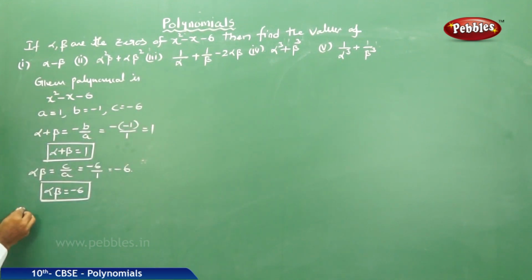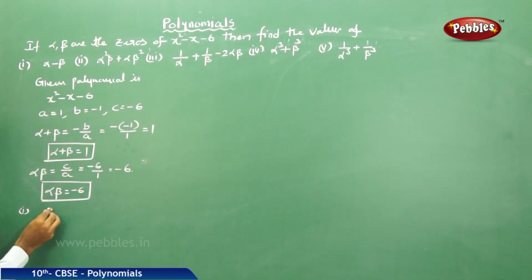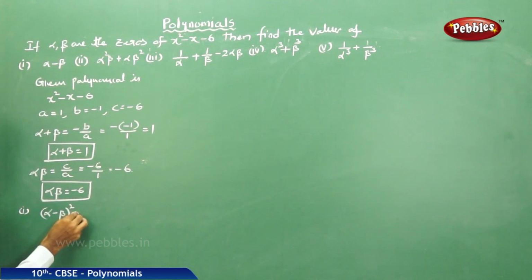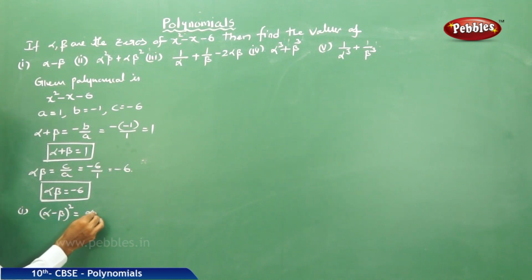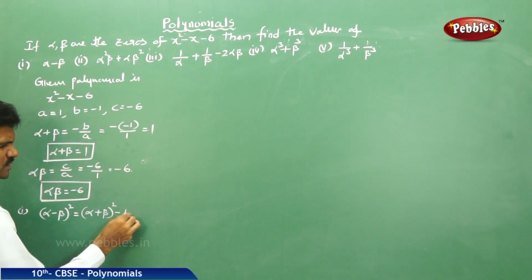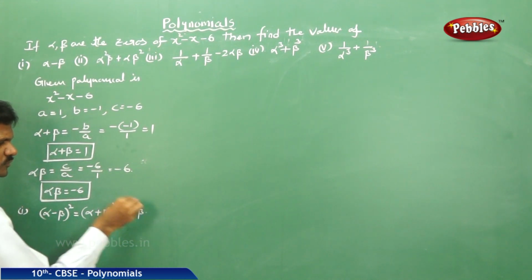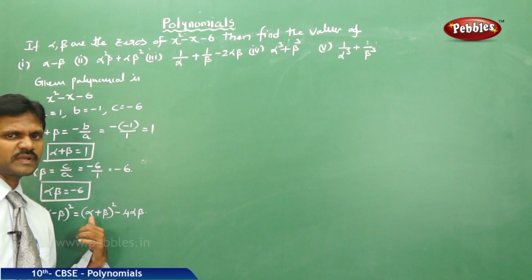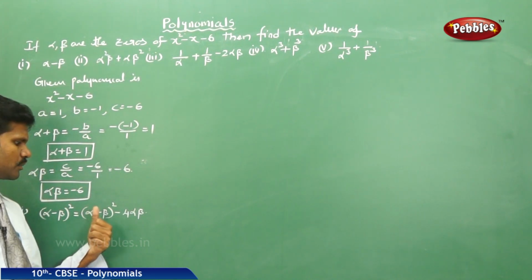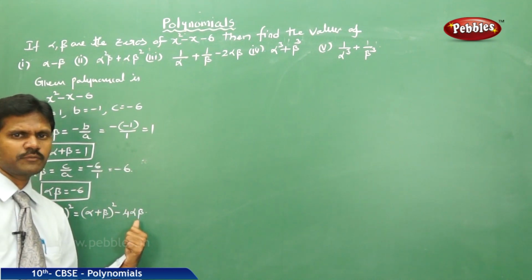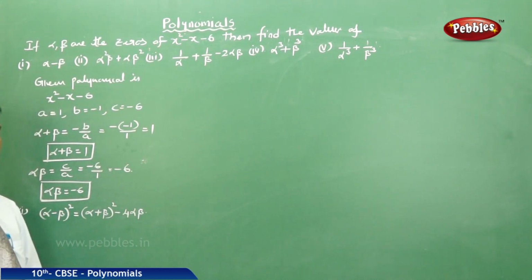Now let's see our first topic. Find the value of alpha minus beta. First I will write this as alpha minus beta whole square. That is alpha minus beta whole square, nothing but the formula alpha plus beta whole square minus 4 alpha beta. That is alpha square plus beta square plus 2 alpha beta. If you expand this one, plus 2 alpha beta minus 4 alpha beta, which gives you minus 2 alpha beta.